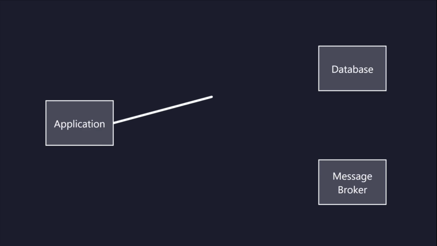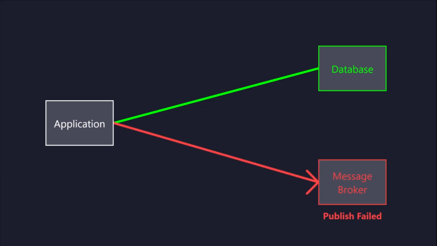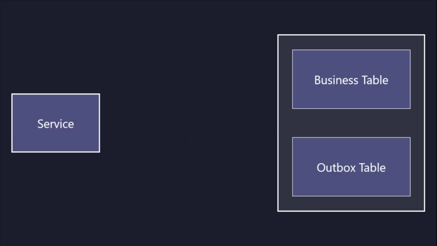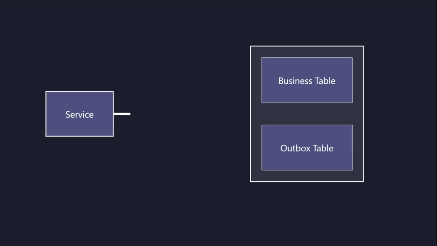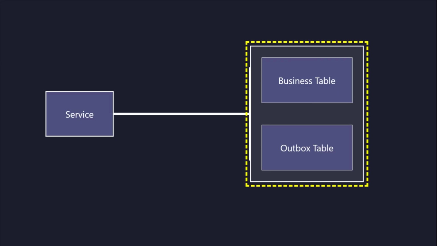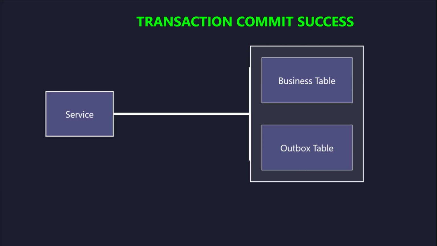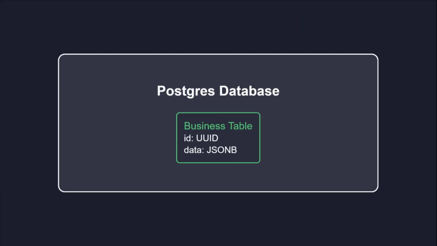The dual write problem occurs when an application successfully updates a database but fails to publish a message due to network interruptions. This results in an inconsistent system state where the rest of your architecture is unaware of the local change. The transactional outbox pattern solves consistency issues by using a local table to store events. Both the business record and the event record are saved within the same database transaction, guaranteeing that either both succeed or both are rolled back.